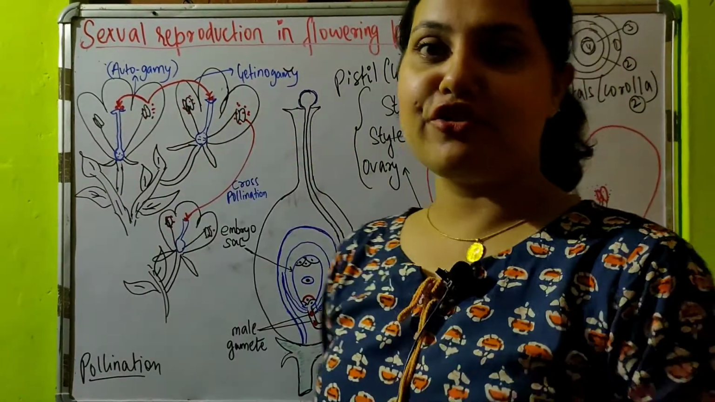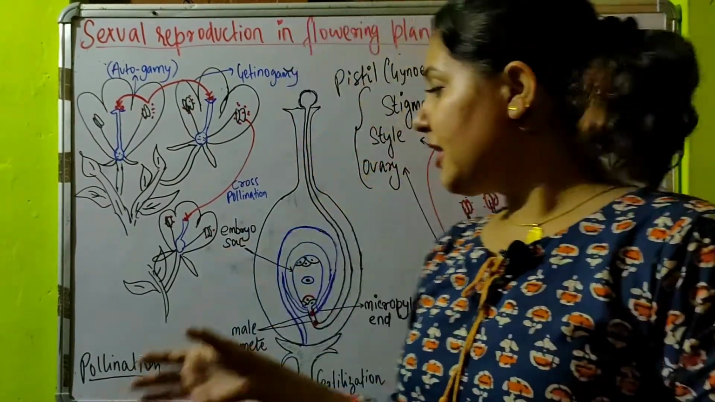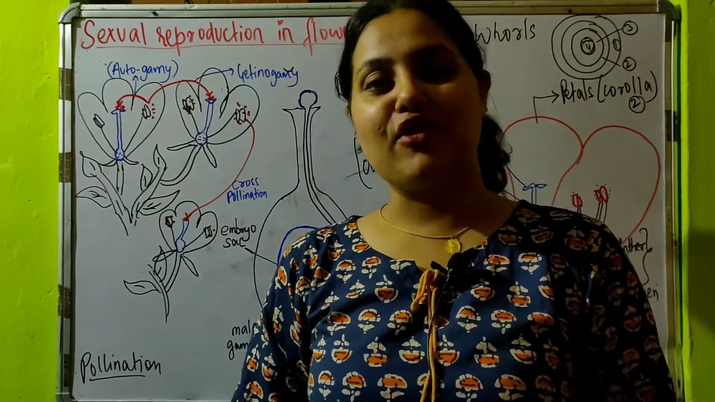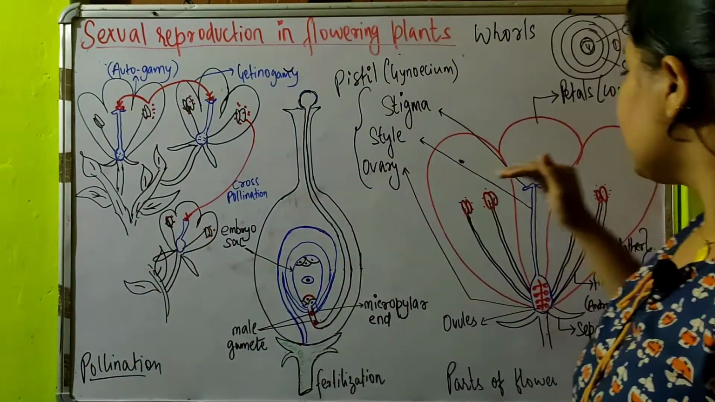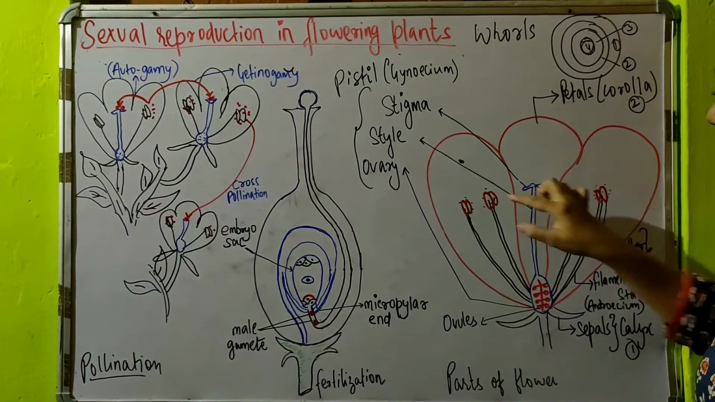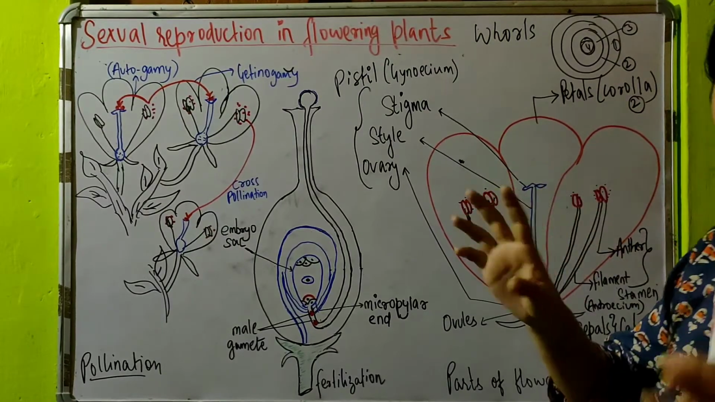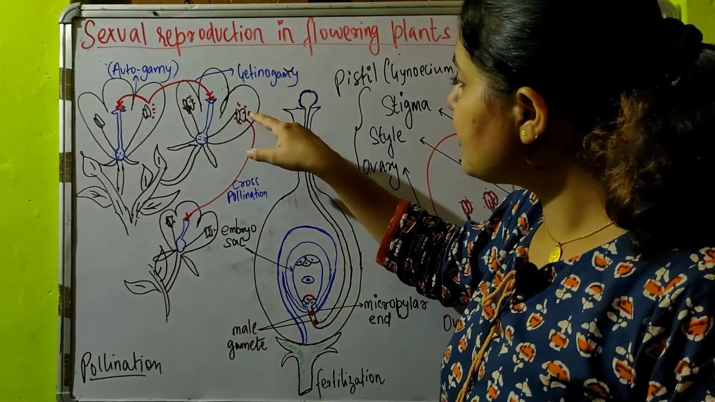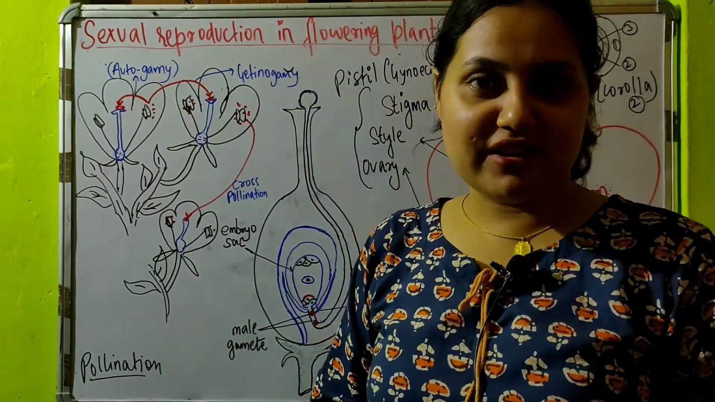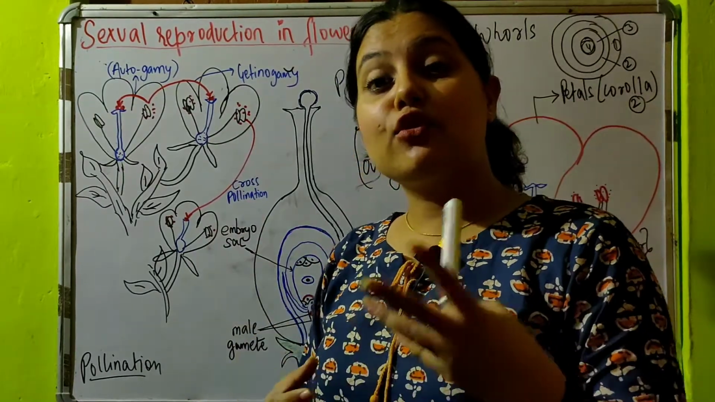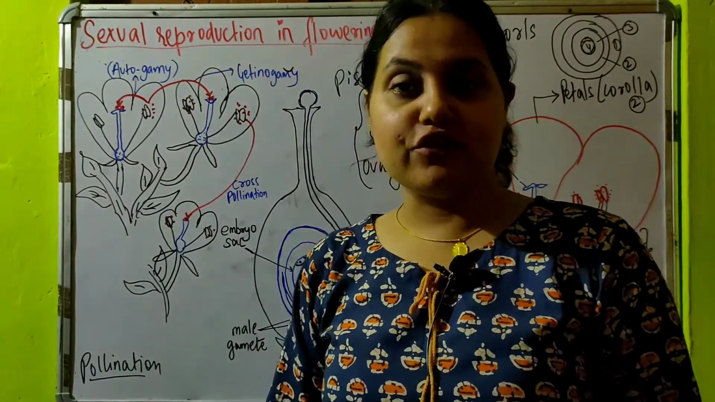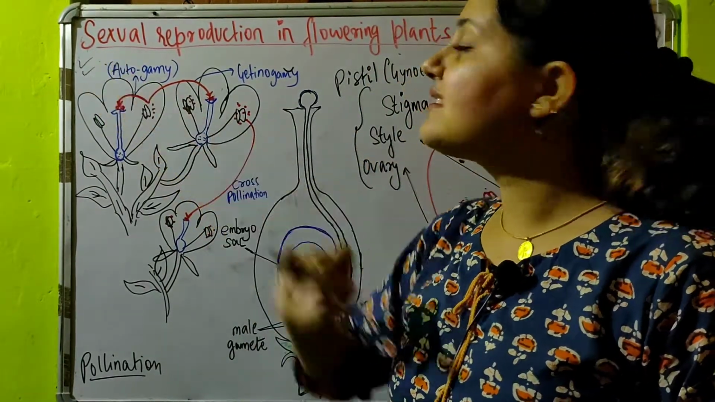Now coming to pollination. What is pollination? The transfer of pollen grains from anther to stigma of a flower is known as pollination. We studied that this flattened part is the stigma, and the dust present in the anther is known as pollen grains. The dust in the anther will be transferred to the stigma of the flower. This is known as pollination. There are two types of pollination, self pollination and cross pollination. These are examples of self pollination.